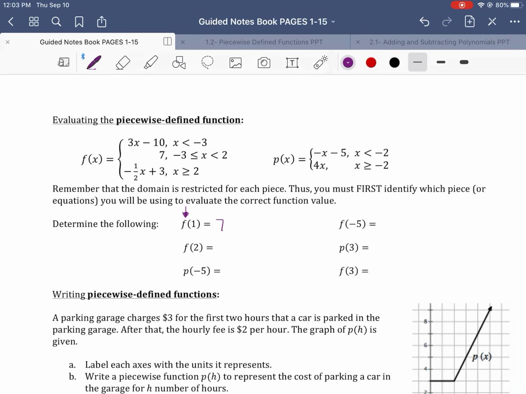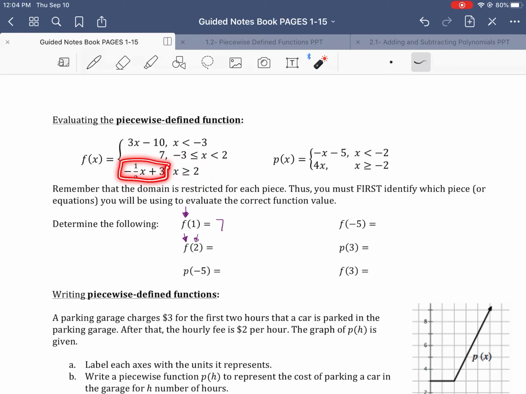Okay, let's try it again. So going down, this is f. So I'm still using this left function, and we're going to evaluate it at 2. So again, we ask the question. We look at the domain. Is 2 less than negative 3? No. So this guy doesn't work for us. Is 2 between the values of negative 3 and 2? Now the value is 2, but notice it doesn't include 2 on that spot right there. But if we jump down to this domain, x is greater than or equal to 2. So 2 would fit into this piece right here.